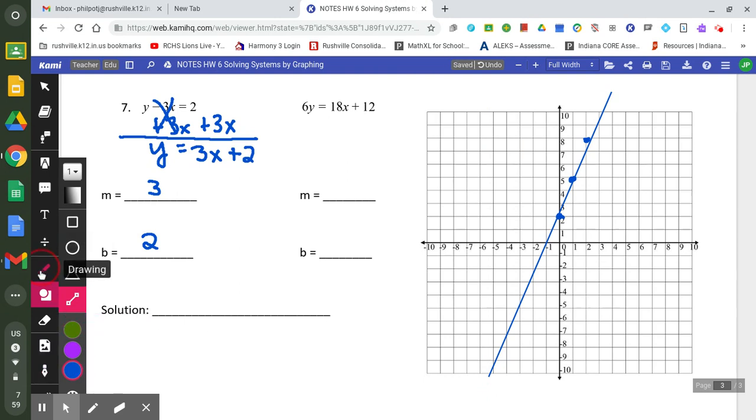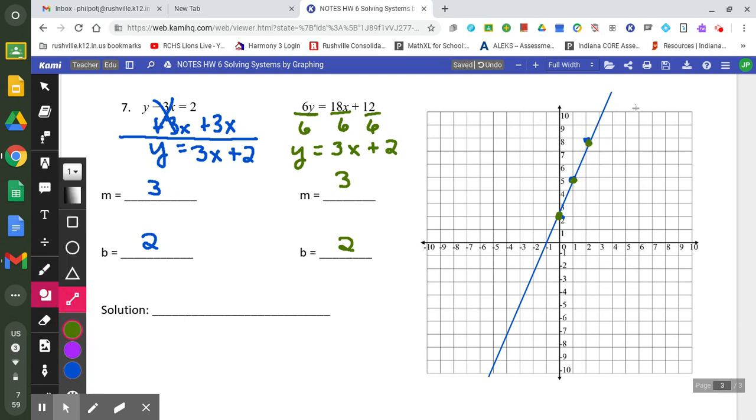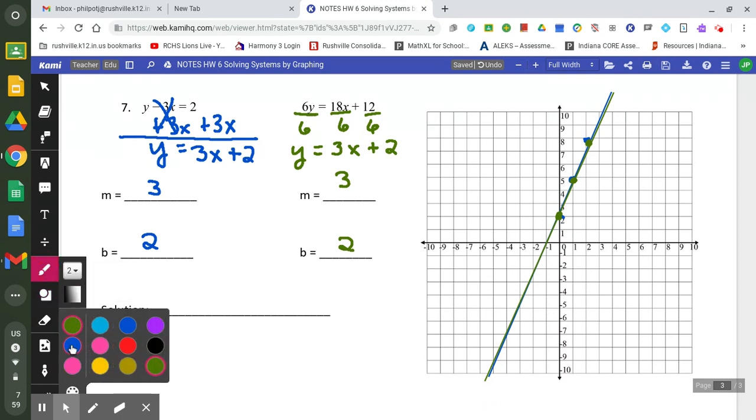And then we'll solve the second equation. So I need to divide by 6, divide by 6, divide by 6. So now I have y equals 3x plus 2. Slope is 3. The y-intercept is 2. So I begin graphing at the 2. I go up 3 to the right 1, up 3 to the right 1. And now you will notice that it is the exact same line. So when we have the exact same line, our answer is infinitely many solutions.